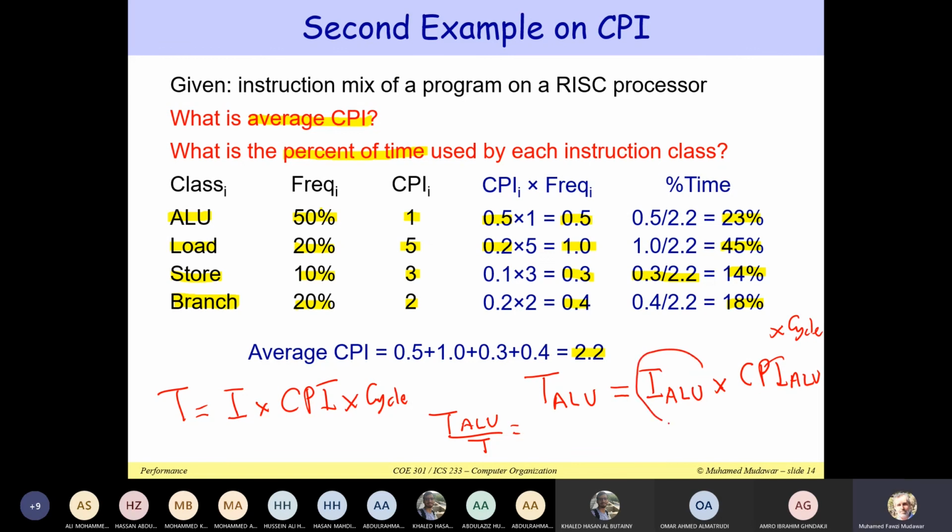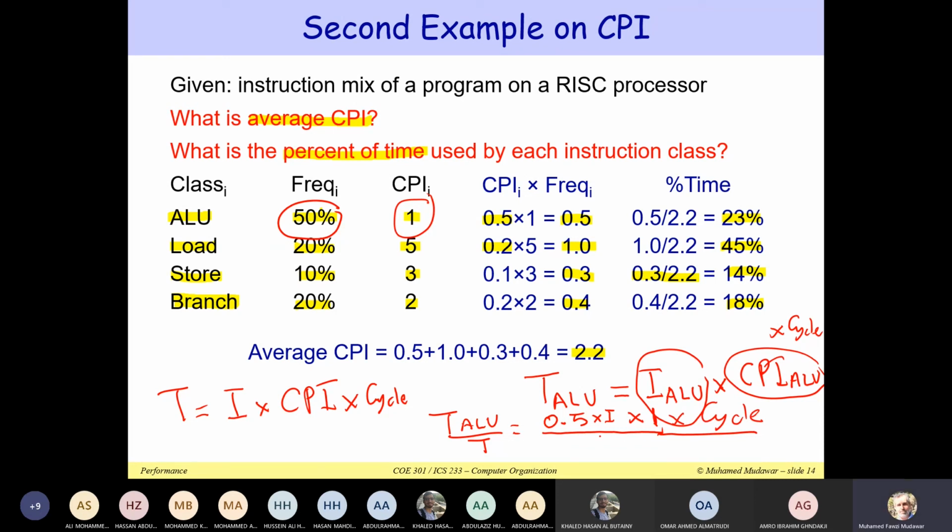Now, the IALU is 50% of I. So I'm going to write it as a ratio: the IALU is 0.5 times I, because it says that the frequency is 50%. Clear? Yes, clear. The CPI of ALU is equal to 1, so multiplied by 1, multiplied by the clock cycle. That's the TALU.